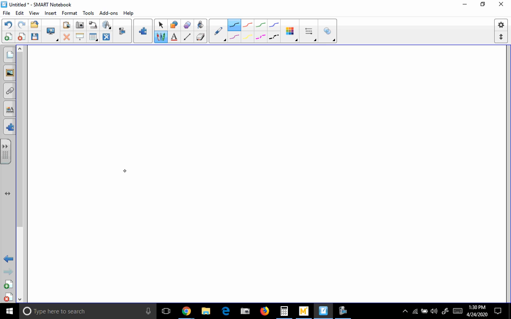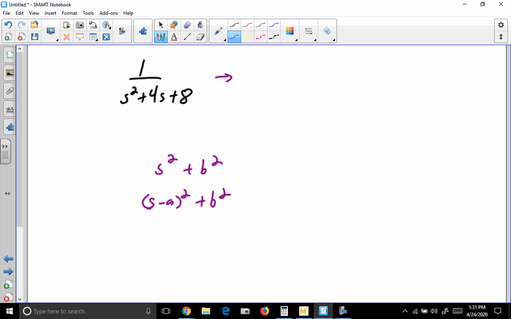All right, what about how about we do 1 over s squared plus 4s plus 8. So on this one, this doesn't really match any of our classic formulas. Our formulas have either s squared and b squared or s minus a squared plus b squared on the bottom. This isn't either one of those.